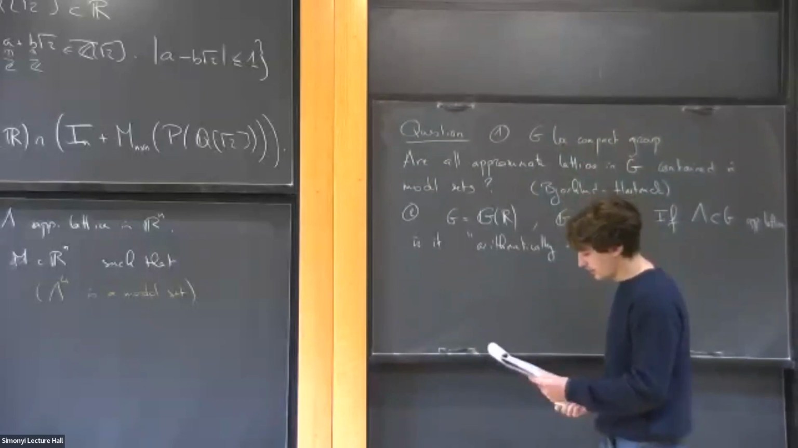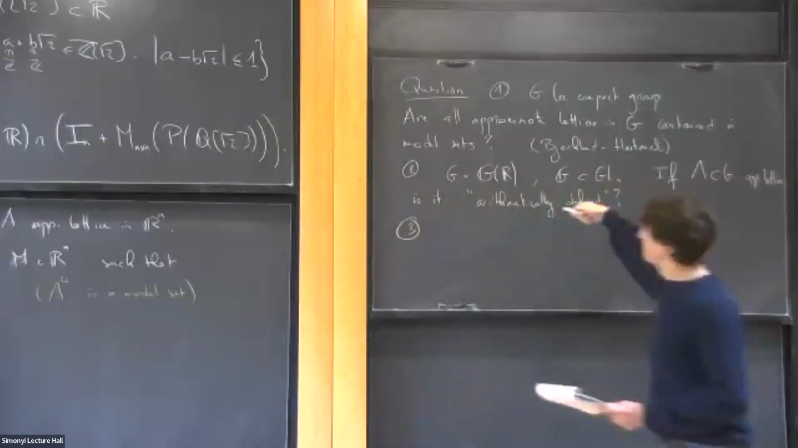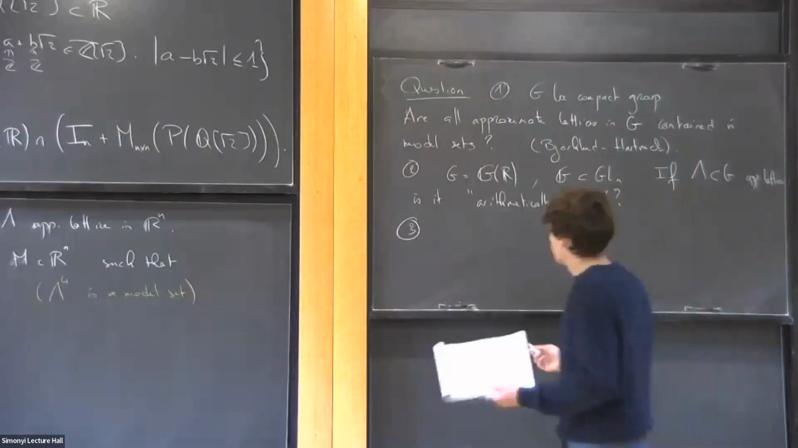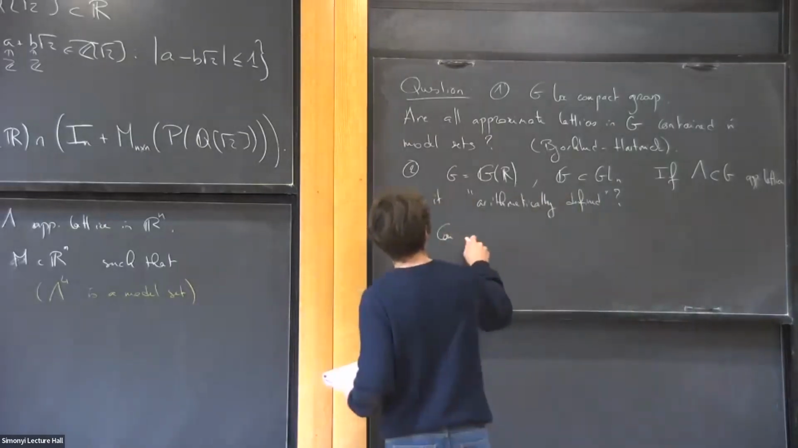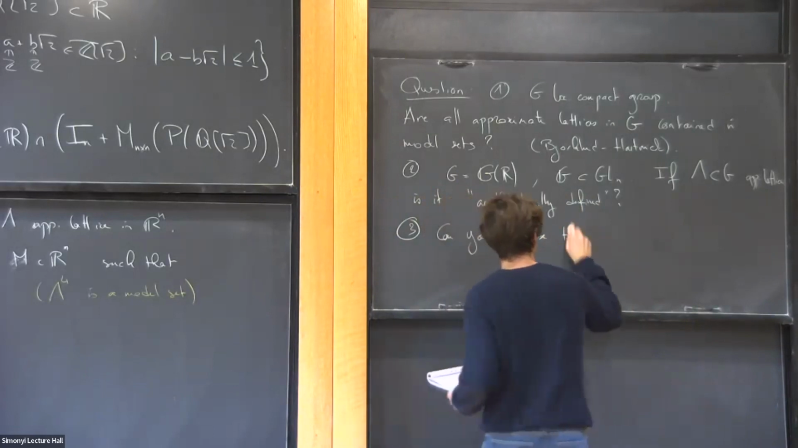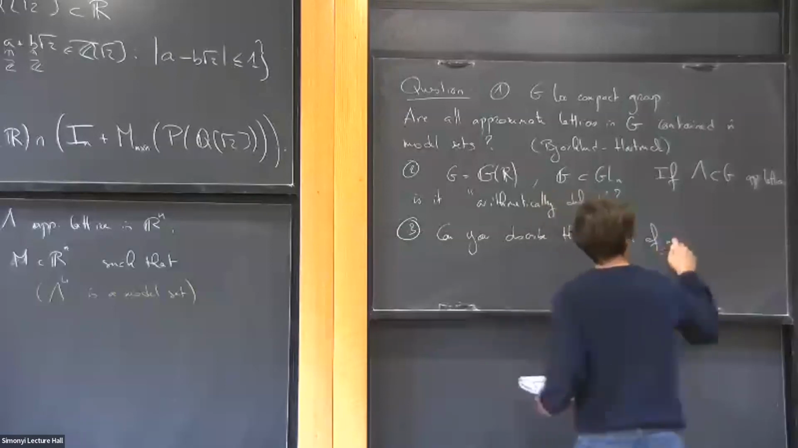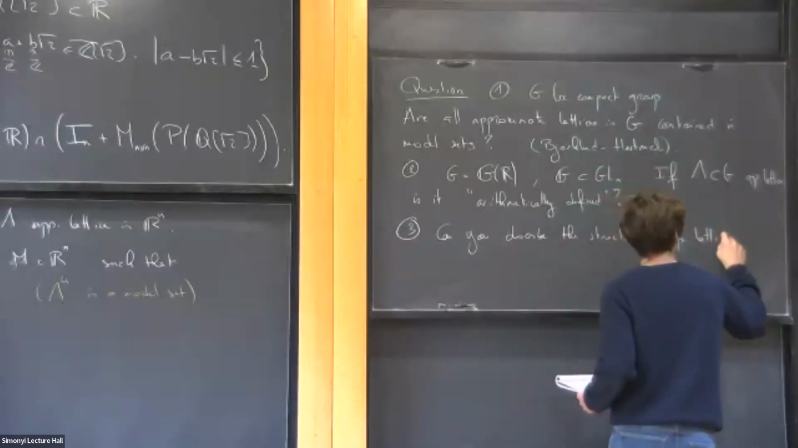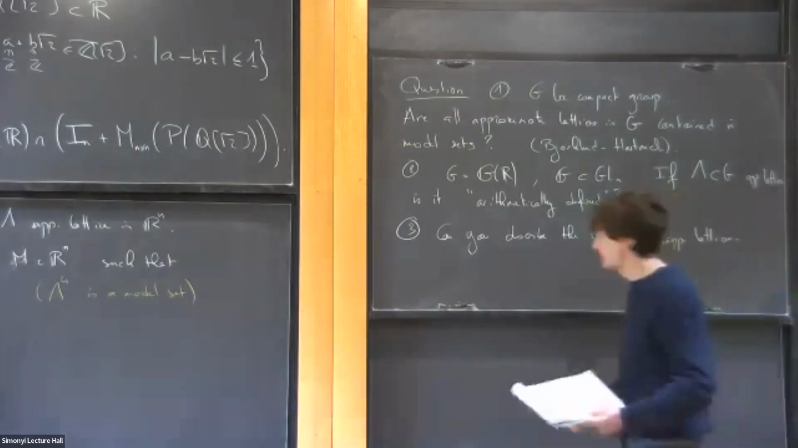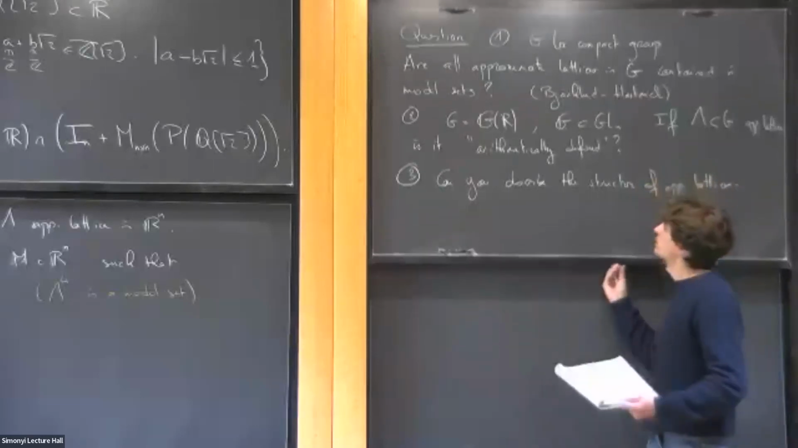And the third question is, unfortunately, we know that these two don't hold all of the time. So can you at least describe the structure of approximate lattices? What do I mean by describe it? Maybe parameterize the structure in terms of natural families of objects, and so on.